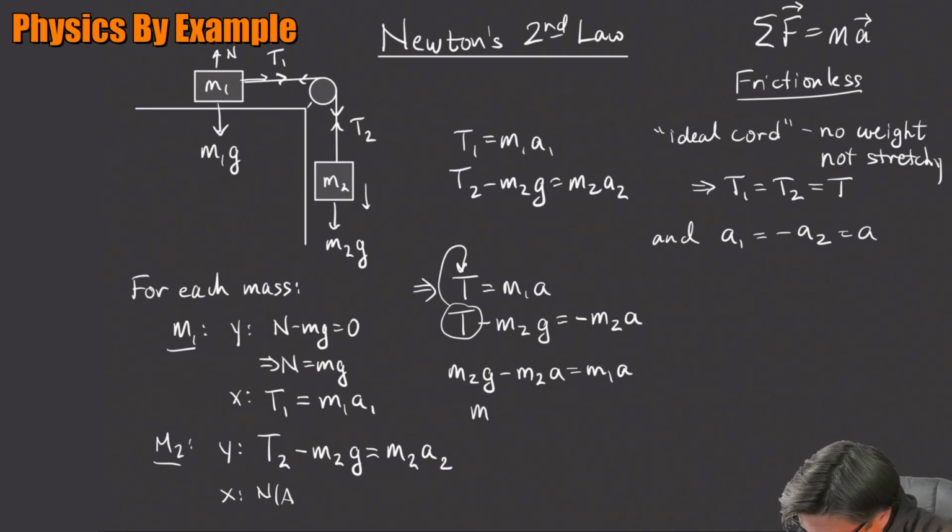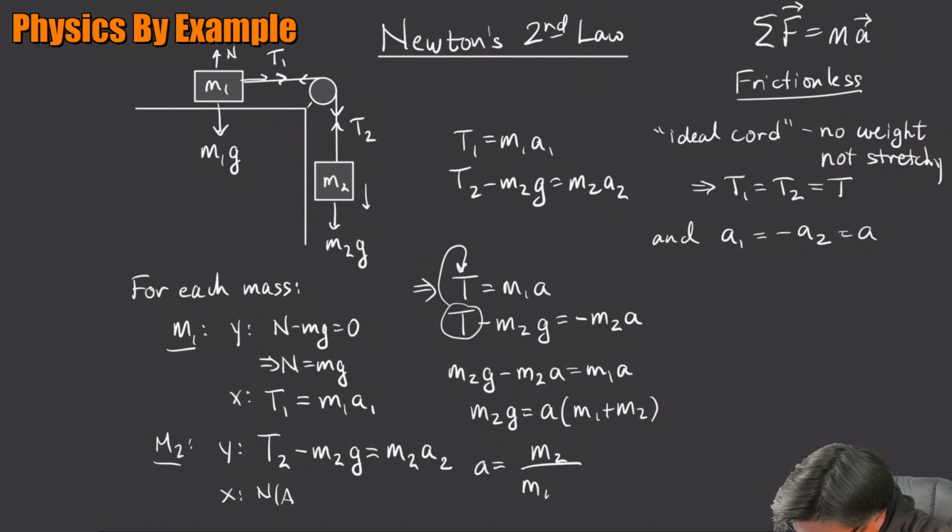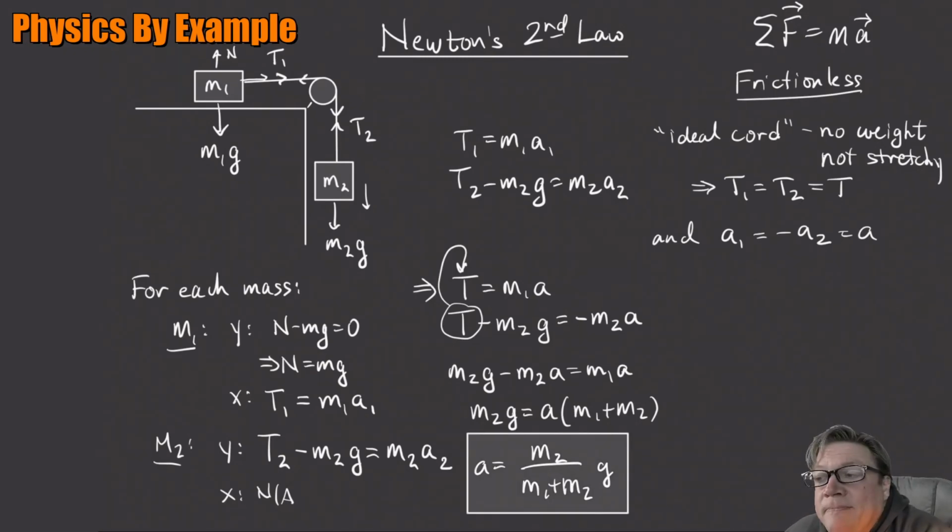So M2G equals A times M1 plus M2, if I bring it over to the other side and factor out the A. Okay, so I'm done. My acceleration is M2 over M1 plus M2 times g. That's the acceleration of the system. And so you can plug in individual masses.